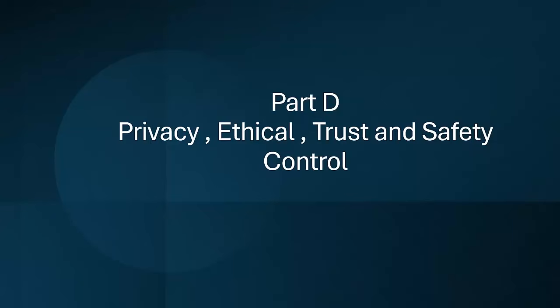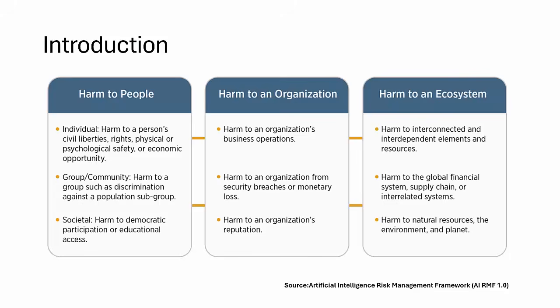Okay guys, so we have a next called part D, which is called privacy, ethical, trust, and safety control. It's a very interesting one because AI, if you take an example, from a security perspective, if you're looking for a secure AI, you need to feed a lot of data, but we need to protect the data. We need to encrypt the data. But in the case of safe AI, it can be biased.